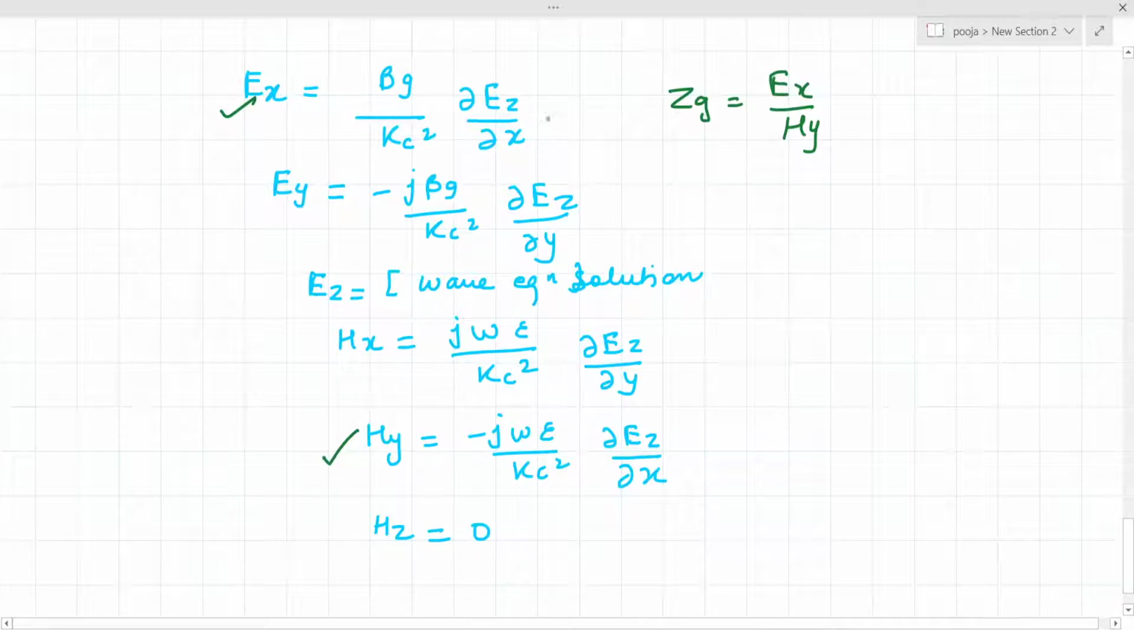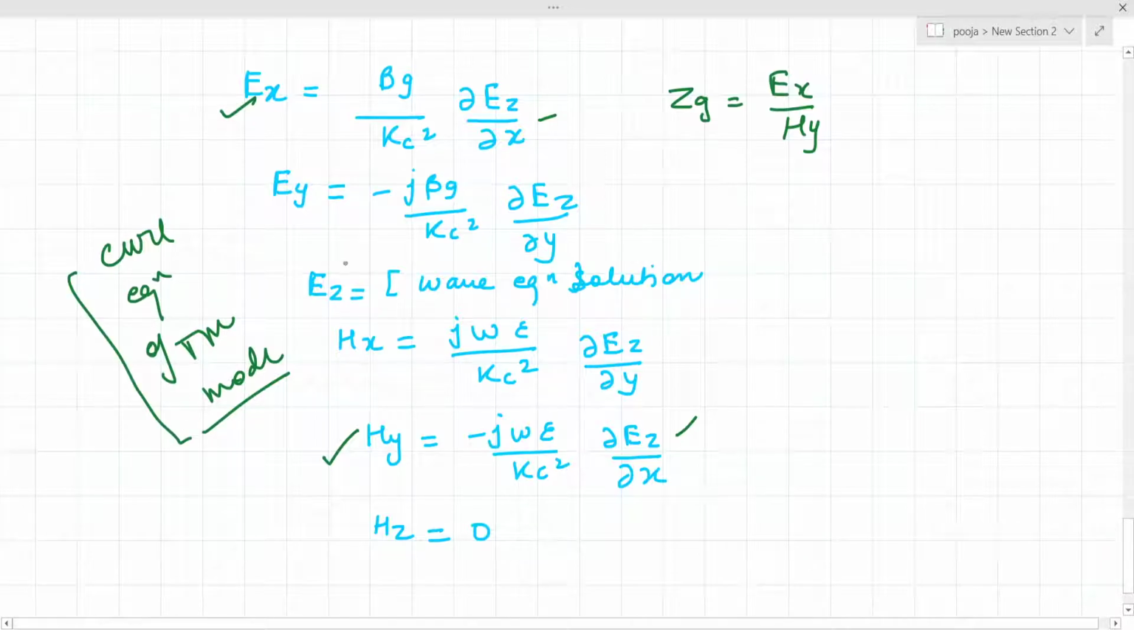This del Ez will be cancelled out, and what is left by taking the ratio of Ex and Hy? These are the curl equations of TM mode. I am taking reference of these curl equations for TM mode. After solving, del cross E is equal to minus j omega mu H, and del cross H is equal to j omega epsilon E. When we solve these equations, these types of equations come into the picture, and we are taking reference of these equations for determining the value of impedance here.